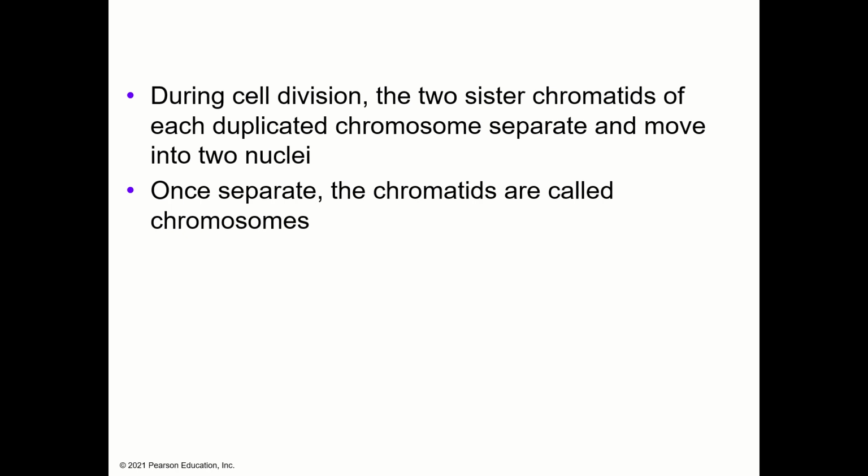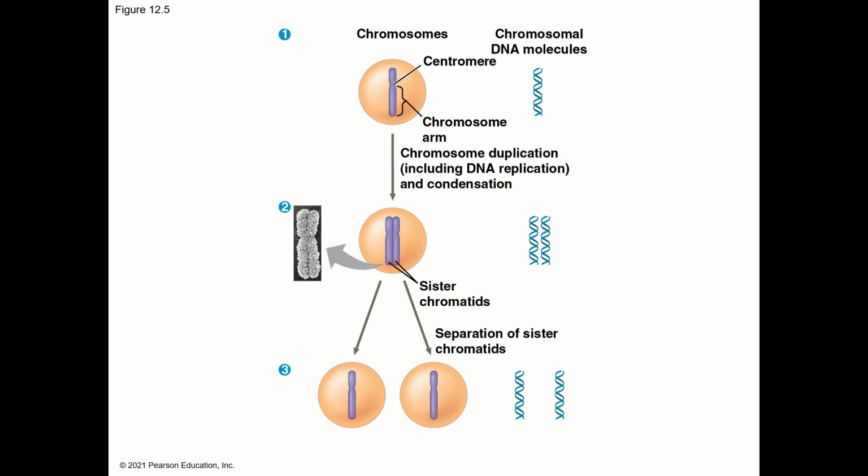During cell division, the two sister chromatids of each duplicated chromosome separate and move into two nuclei. Once separate, the chromatids are called chromosomes. Here in this figure, we have initially chromosomes. The chromosomal DNA molecules are present, and we have our centromere and our chromosome arm, which are the lengths beyond the centromere.